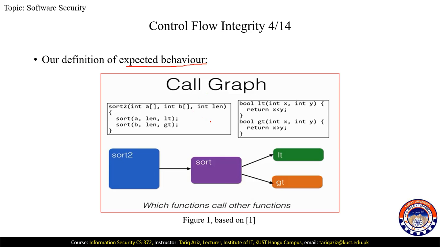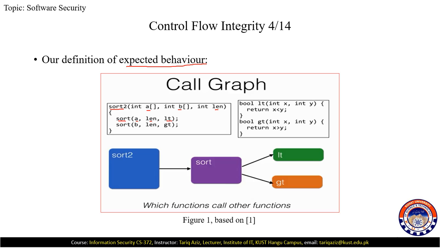Now, dear students, if you look at the diagram, we have a couple of functions, and these functions are calling some other functions, and then we have our return values. So we have a sort function which accepts three arguments: the first integer array, the second integer array, and the length. This sort function is accepting three arguments: an array, length, and then it is calling another function.